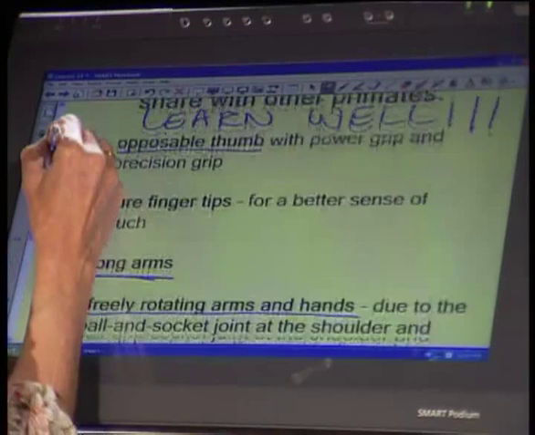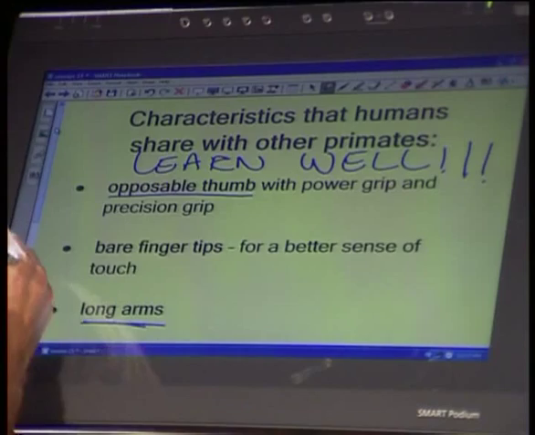Okay, so if we just go back through this again, I'm going to do it over with you again. You've got to know this. They are going to ask it. All right, or the chances, I don't know, I don't set the paper, but the chances are they will ask this. So, opposable thumbs, bare fingertips.